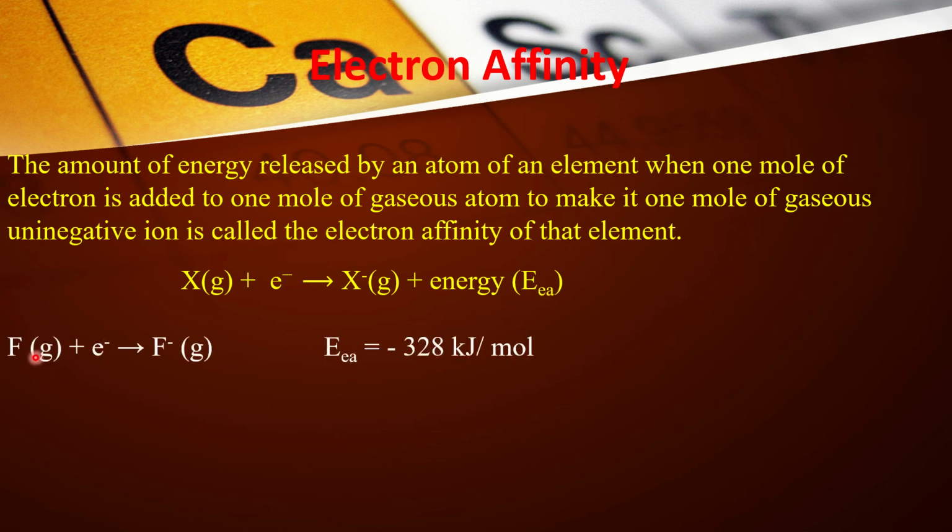When 1 electron is added to fluorine, fluorine becomes fluoride ion, a uninegative ion, and the electron affinity of fluorine is 328 kilojoule per mole. It is a negative value. Why is it negative? Because this energy is released by the atom. So it is an exothermic process, and for an exothermic process energy is a negative value. That does not mean the electron affinity of fluorine is minus 328 kilojoule per mole. The electron affinity of fluorine is 328 kilojoule per mole.